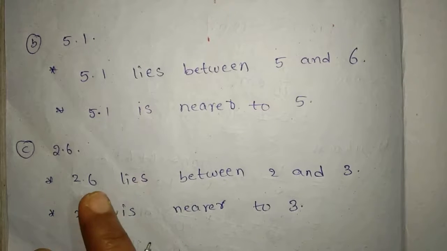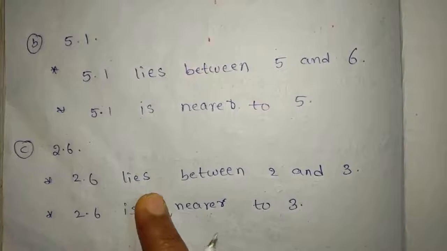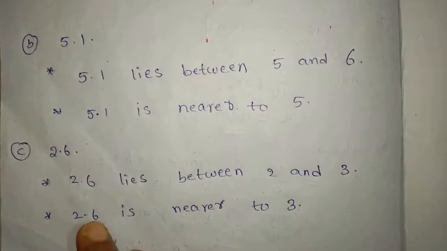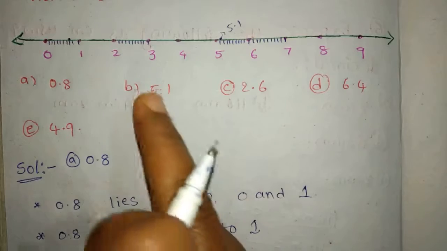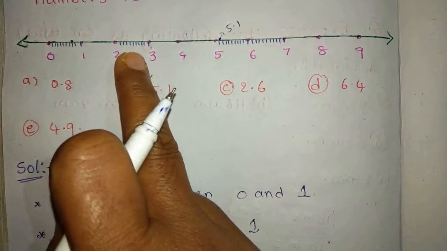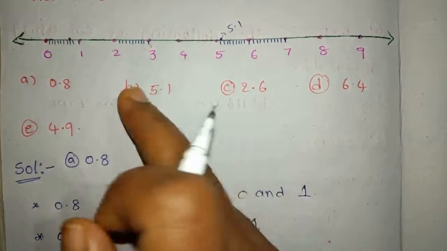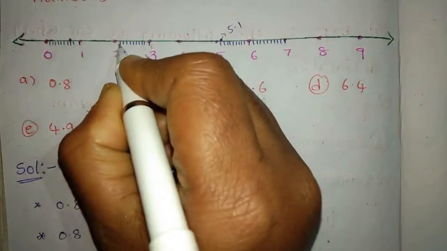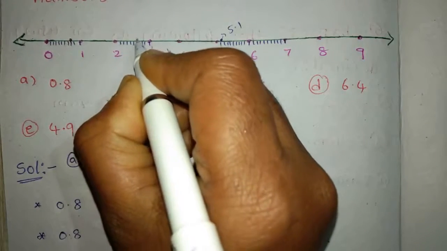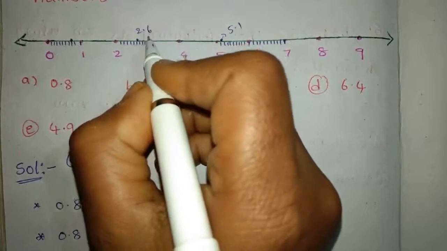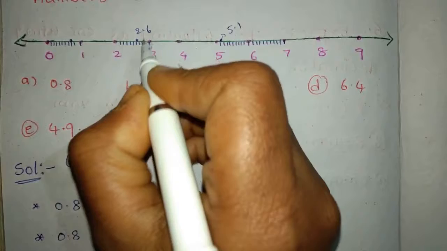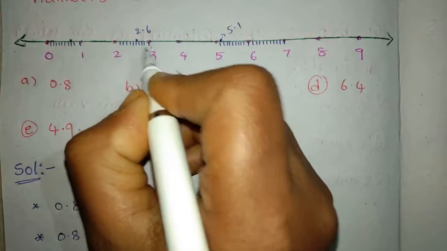Now the next one, 2.6. 2.6 lies between 2 and 3. 2.6 is nearer to 3 because out of 10 equal parts, 0.6 means the sixth part, that is 1, 2, 3, 4, 5, 6. This represents 2.6. So it is nearer to 3.